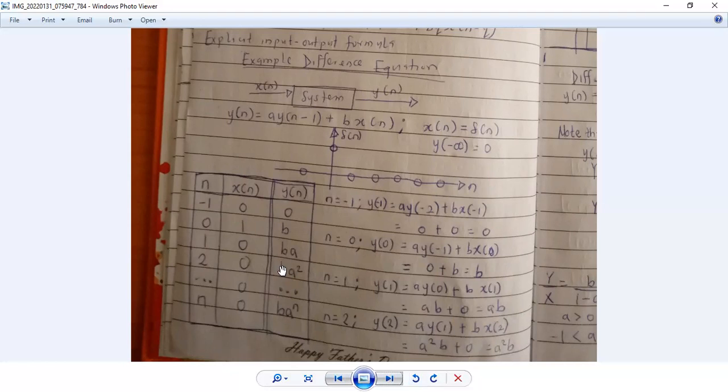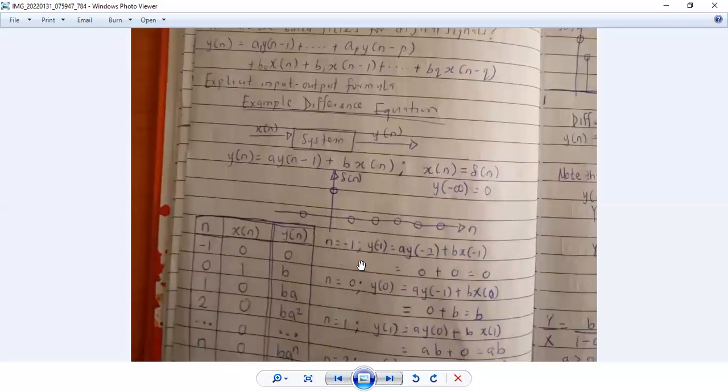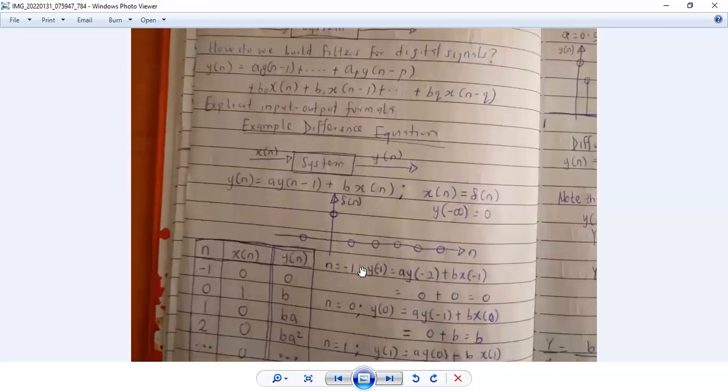So if we keep on going, we can see a trend already. When n is equal to 2, you have b a squared. When n is equal to 3, you have b a cubed. So when n is equal to n, you have b a to the n. It turns out that this particular filter is an infinite duration impulse response filter, otherwise known as IIR.